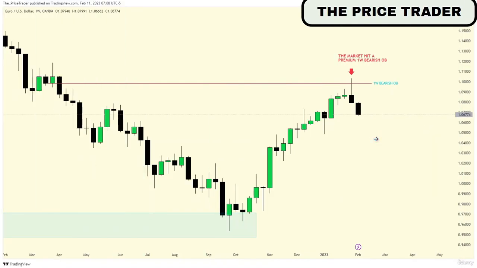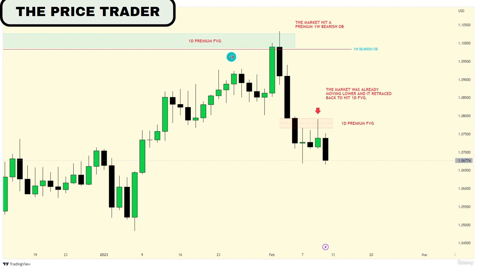So just as an example, we can look at this bearish scenario. This is a 1 week chart of the Euro USD. The market had hit this premium weekly order block right here. So once we hit that order block, we now drop to the daily chart to see what was going on here, if the market was willing to drop from there.